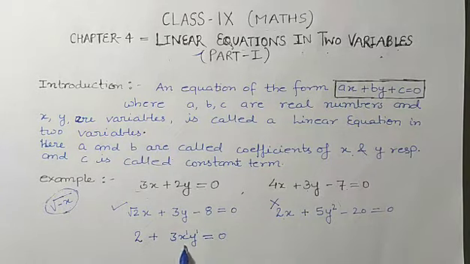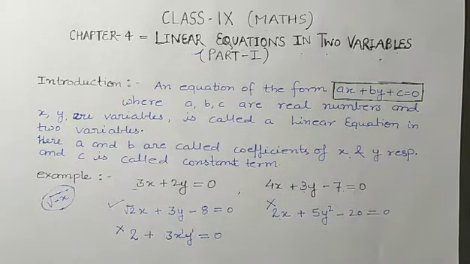So the total degree of this term is what? Total power of this term is what? 1 plus 1, 2. Okay, so this term is having power 2, so it will not be linear. So this is not a linear equation in two variables. Okay students, this is not a linear equation in two variables.